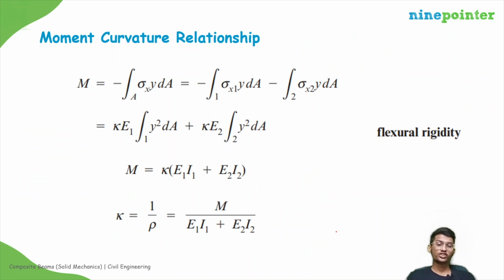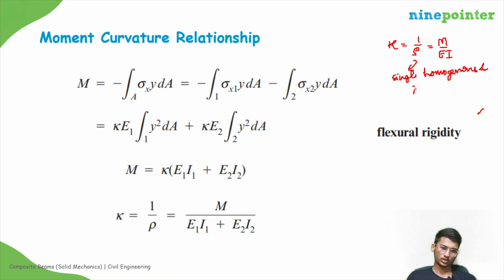Now, the moment curvature relationship. In a homogeneous beam with a single material, the moment curvature relationship is kappa equals 1 by rho equals M by EI, right? So this is the single homogeneous material case. Homogeneous and isotropic both are required. This is the isotropic material case. And this is the flexural rigidity, right? Flexural rigidity.